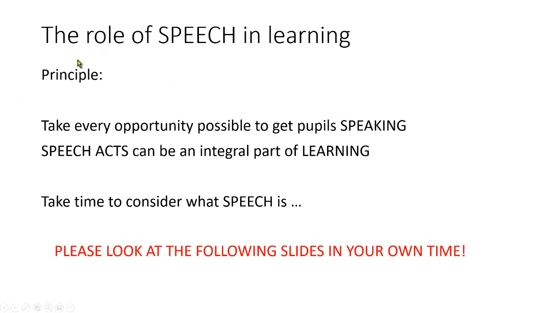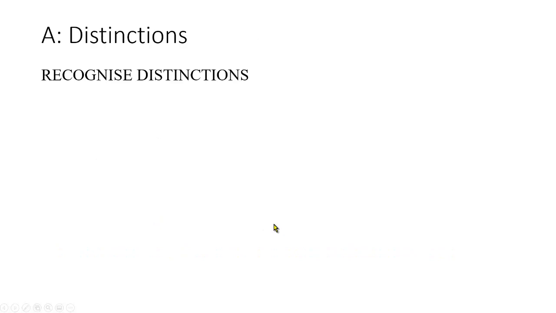So the overriding principle, particularly of communicative language teaching, is that you take every opportunity possible to get pupils speaking. Try to make speech acts an integral part of learning. So whether you're learning vocabulary, structures or grammar, try and make every opportunity you can so that people are talking. And it's probably worthwhile, before we look at that, to consider what speech is.